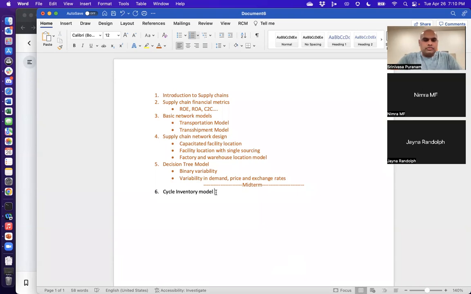In cycle inventory models, we looked at the basic stuff, which is EOQ, production lot sizing, which I guess I called POQ. Then we had quantity discount models. After that, we looked at what happens when you aggregate inventory, so we did inventory aggregation models.